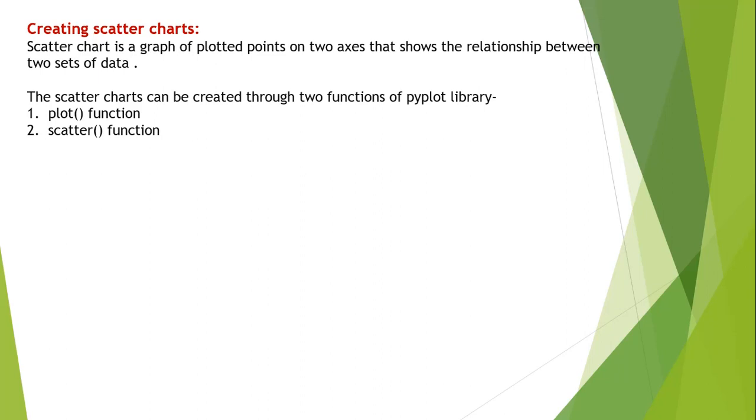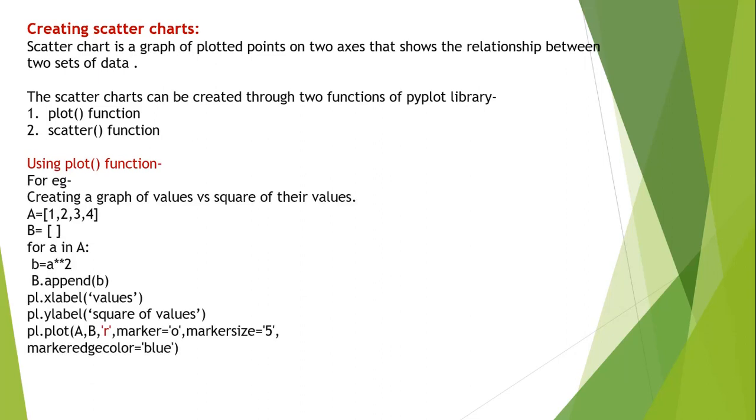The plot function is what we studied in the line chart. Only there is one difference, that it will not use the line segment for joining the data points. Now let's see how we can do this using the plot function first. Here we have an example of creating a graph of values versus square of their values. It is a similar example we studied in the previous video tutorials, where on one axis values are given, whereas on the alternate axis the square of the values are given, and you have to show them with the help of a scatter chart now.